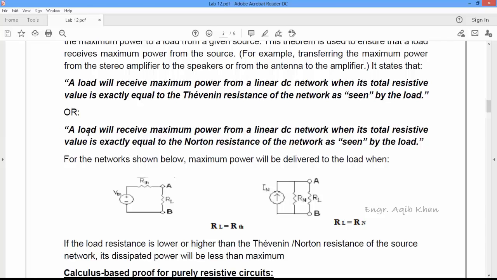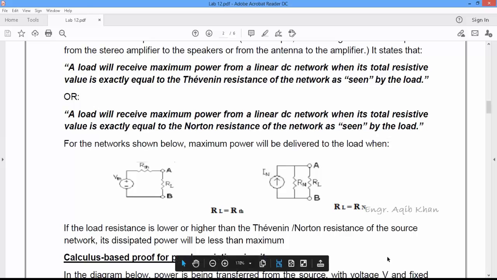Or a load will receive maximum power from a linear DC circuit when its total resistive value is exactly equal to the Norton resistance of the network as seen by the load. When RL and RN are the same, then maximum power transfer. If the load resistance is lower or higher than the Thevenin or Norton resistance of the source network, it dissipates more power will be less than maximum.